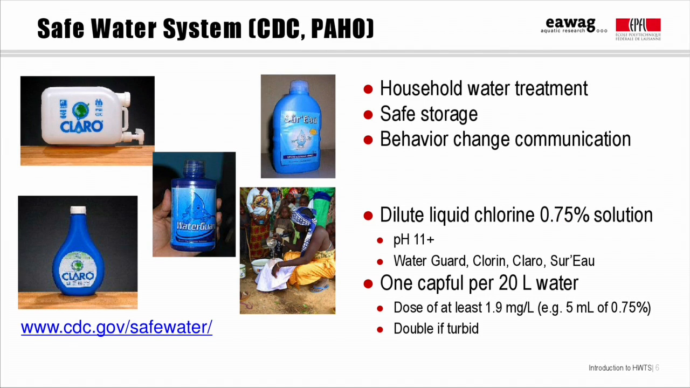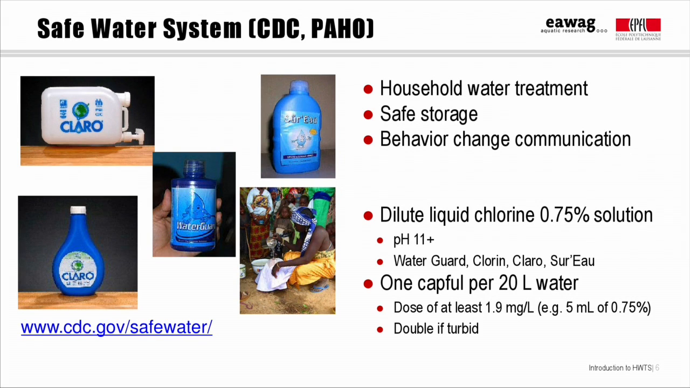Now, because hypochlorous acid is much more reactive and also more volatile than hypochlorite, the shelf life is much longer at high pH, so these solutions are typically stabilized at pH 11 or greater. For similar reasons, household bleach has a pH of around 12 and is slightly irritating to the skin. In different countries, different brands of liquid chlorine are promoted. Some of the common brand names are WaterGuard, Chlorine, Claro, and in Francophone countries, Sureau.